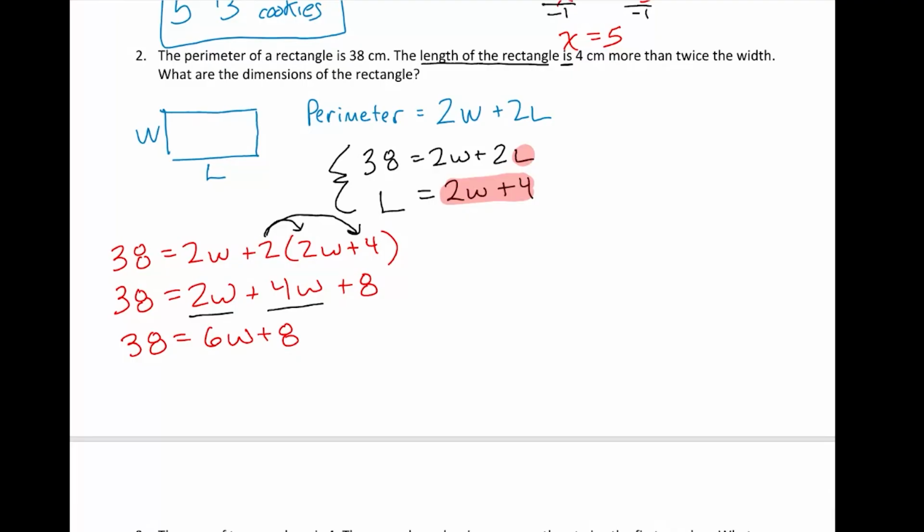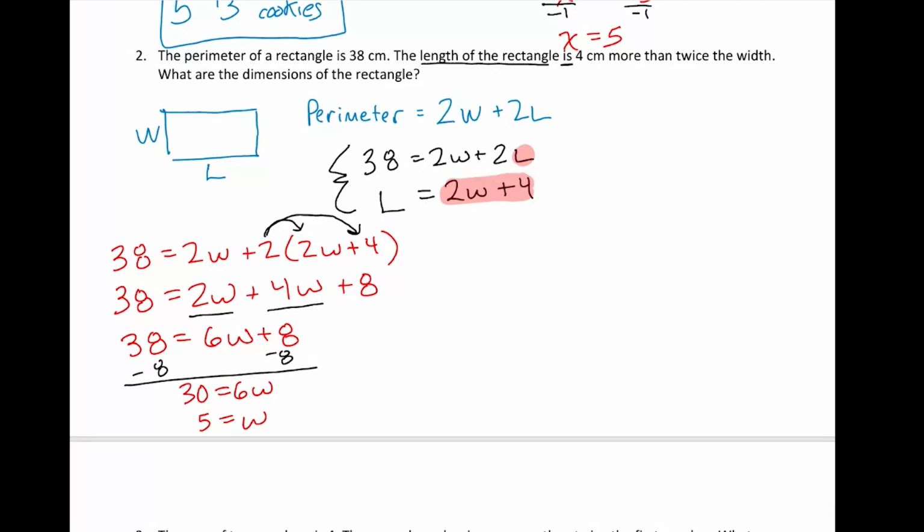Now I've got a nice little two-step equation, which I think all of y'all know how to solve at this point. Subtract 8 from both sides and then divide by 6. So we'll start with the subtract 8. Giving me 30 equals 6w. And then I'm going to run out of room, but we're going to divide both sides by 6. And that's going to give me 5 equals w. So the width is 5.